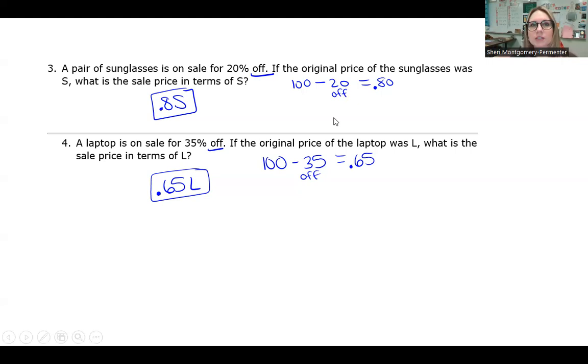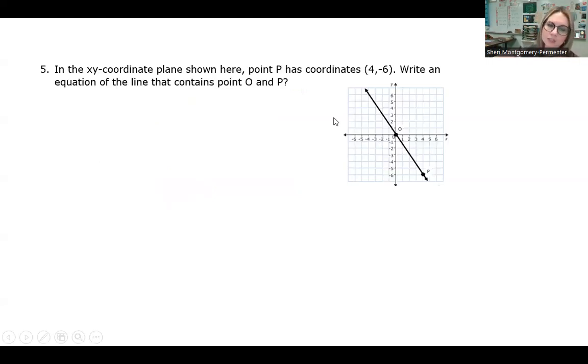The bottom question. In the XY coordinate plane, point P has a coordinate of 4, -6. So P is over at 4, -6. Write an equation of a line that contains point O and point P. You need two things to write the equation of a line. We need M and we need B. Can you tell me where that graph crosses the y-axis? So 0, 0, that is my B.